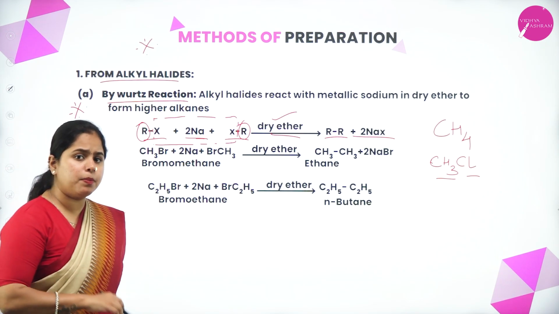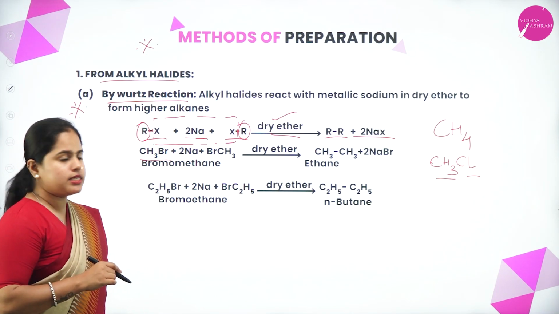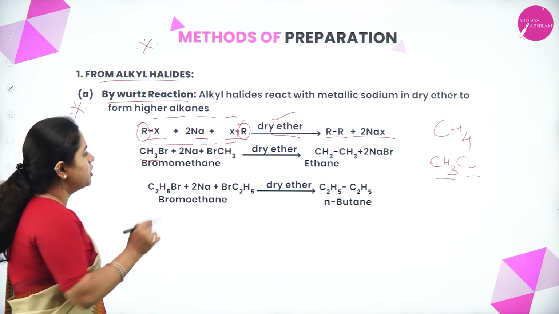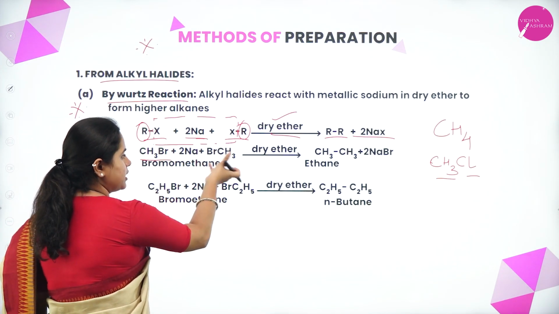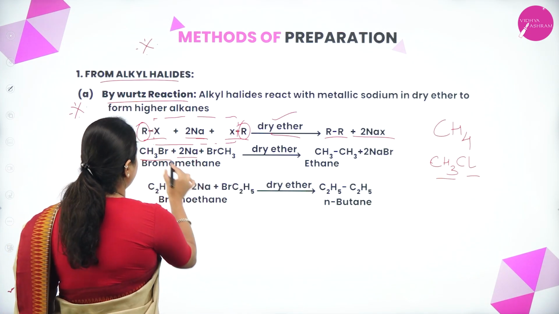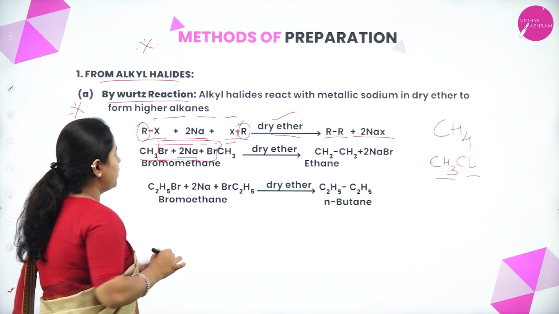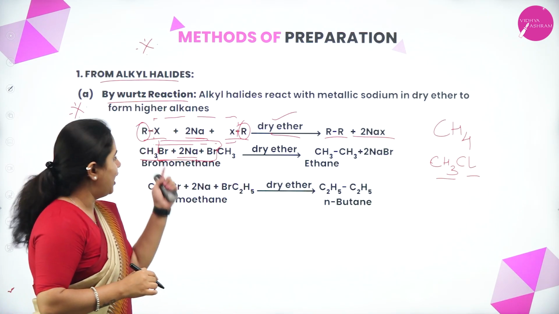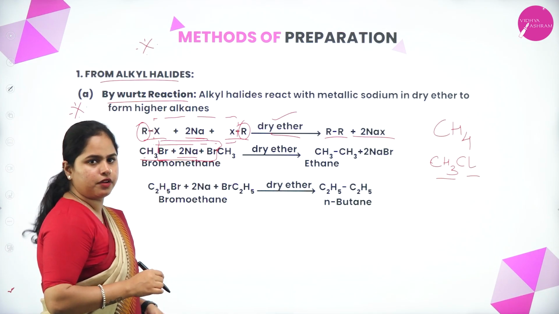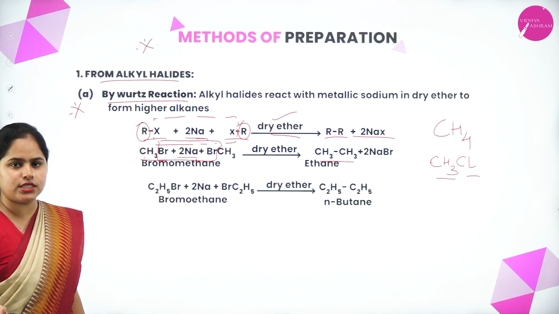So let's take an example and understand this. CH3Br, it is bromomethane, and in this case we have taken BrCH3. It's just the opposite. And sodium in the presence of dry ether. So what happens? This much part will be removed as 2NaBr. And what is left? CH3 and CH3 will be left. You got your higher alkane. CH3 CH3 is C2H6, ethane.